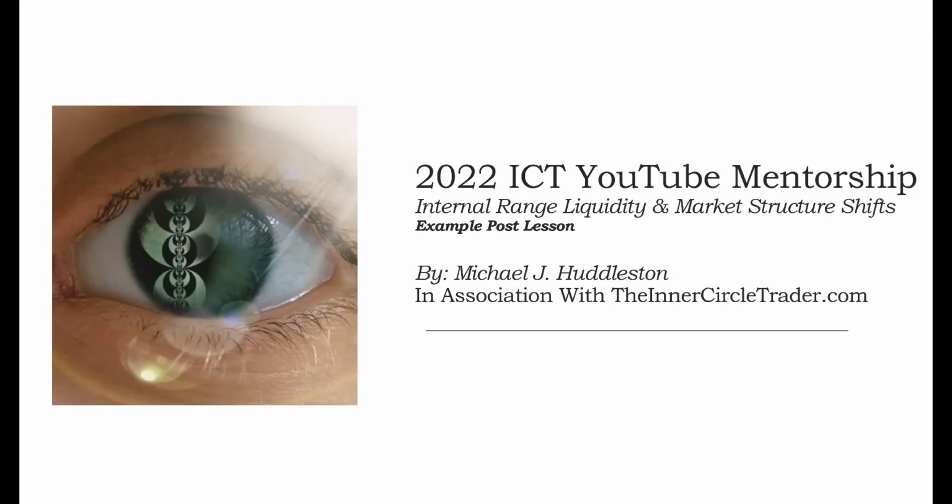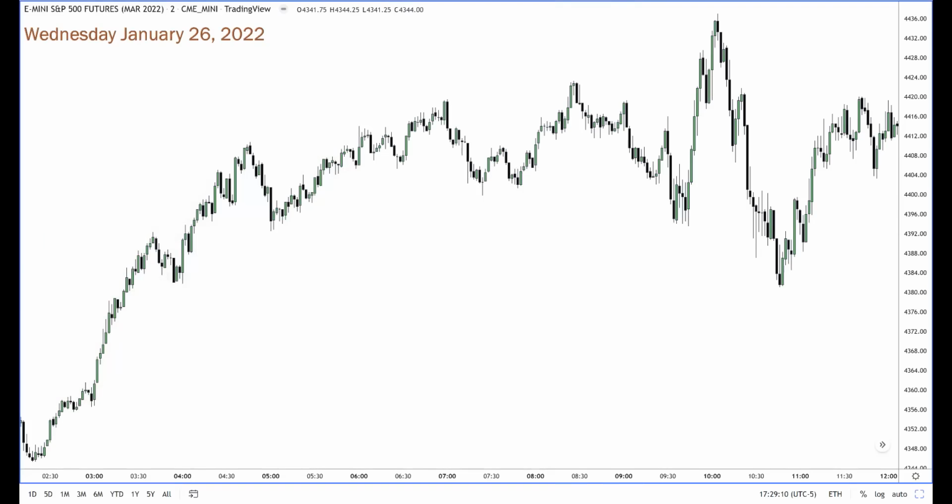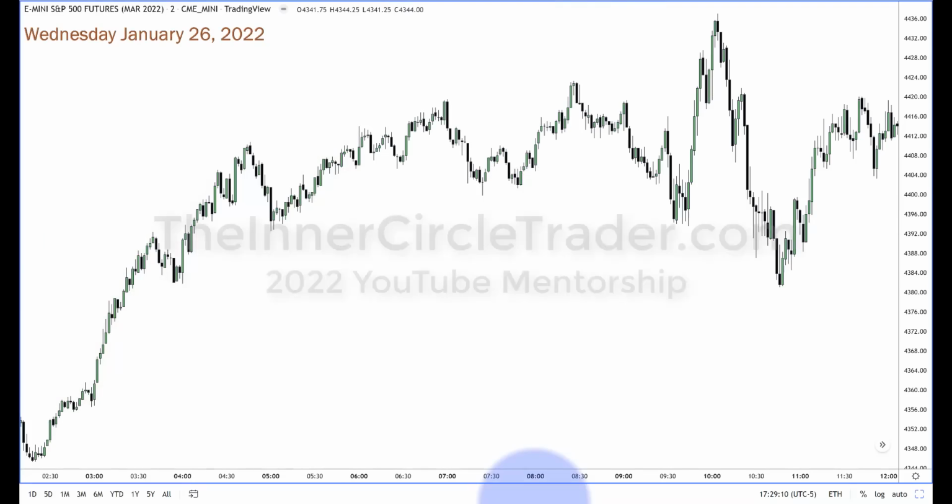So this lesson is going to be a little bit shorter, more direct to the point, and we'll be looking at some examples since I showed you what we're looking for on Tuesday night. So Wednesday's trading and Thursday's trading, we'll take a look at that. All right, first up is the E-mini S&P March delivery contract for 2022.